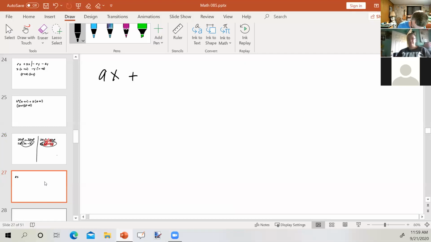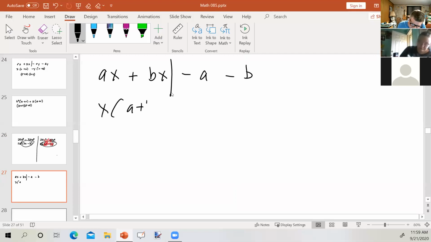AX plus BX minus A minus B. I'm going to split it and see if we can do that by grouping. The greatest common factor of the first two terms is an X, leaving an A plus B. Now again, what's common to the last two terms? Well, just a 1 or a negative 1. Which one is it? I want this to match with that, so I would take out a negative 1.